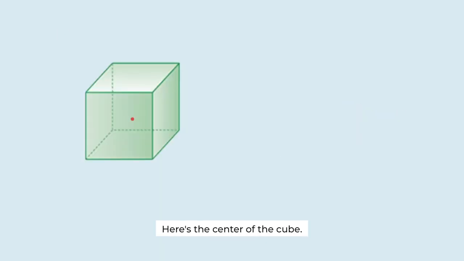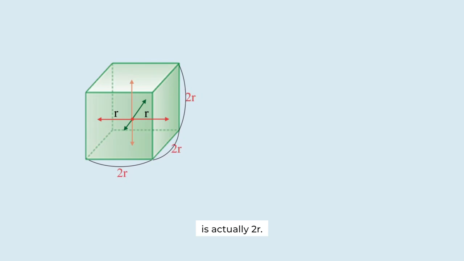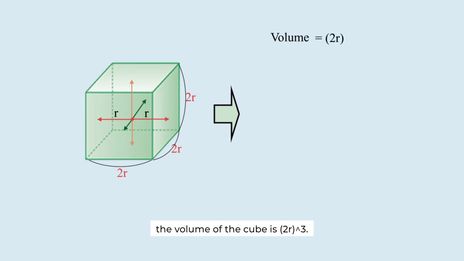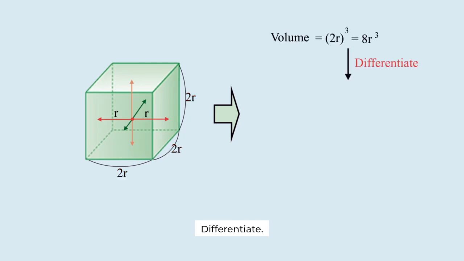Here's the center of the cube. Let r be the distance from the center to each face. That means the full side length is actually 2r. With the definition, the volume of the cube is 2r cubed. Differentiate, you get 24r squared.